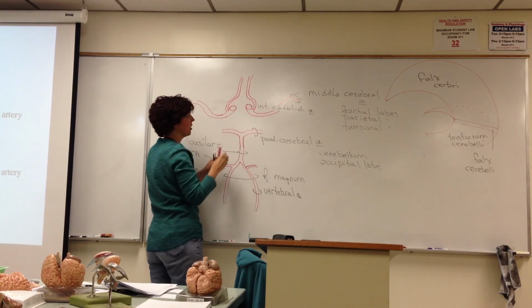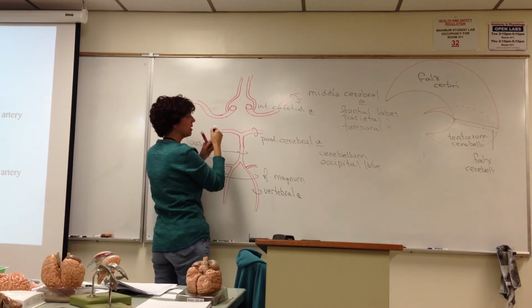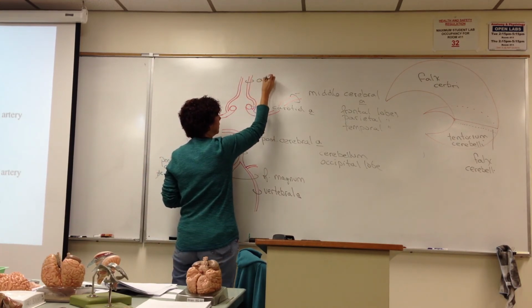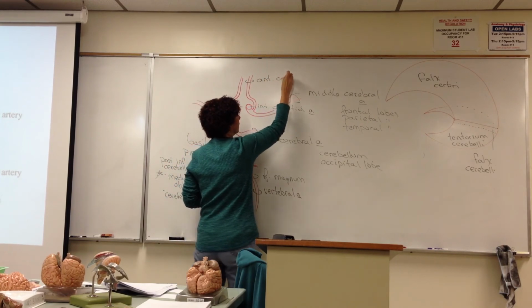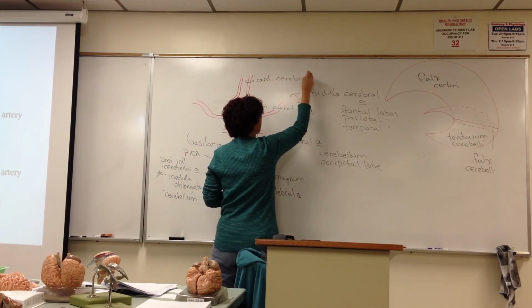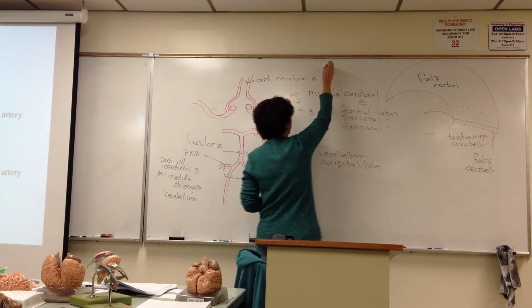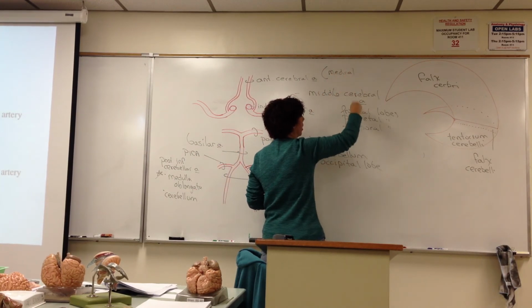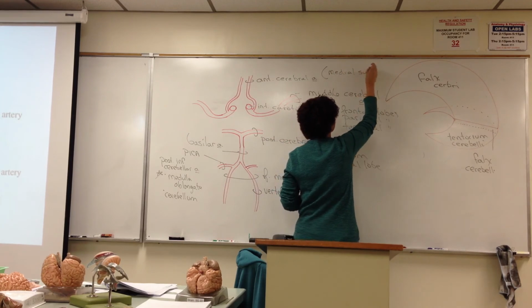And these are the anterior cerebral arteries. So we have anterior, middle, and posterior cerebral arteries. And it's going to supply the medial surface of the brain. These same lobes, but they're medial surface.